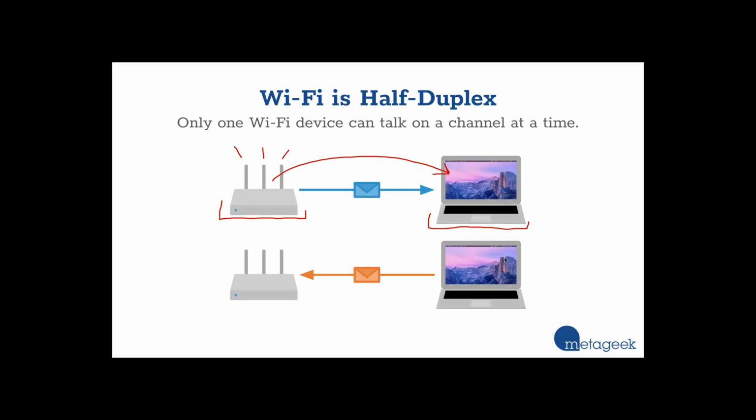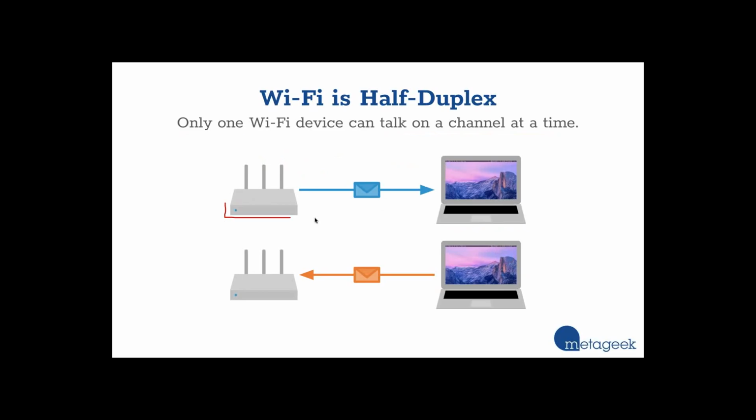Now, the laptop on the other end is going to pull out the magnifying glass. It's going to take a look at that data to make sure that it understood the data. And if it does understand the data, it'll go, yep, check, I understood the data, and it will reply with an acknowledgement. Wi-Fi is this constant process of sending data and receiving an acknowledgement, and sending data and receiving an acknowledgement. The important thing to remember here is that only one Wi-Fi device can talk on a channel at a time. Only one device can talk. Now, there are a couple of things that can go wrong here, and one of those is retries.